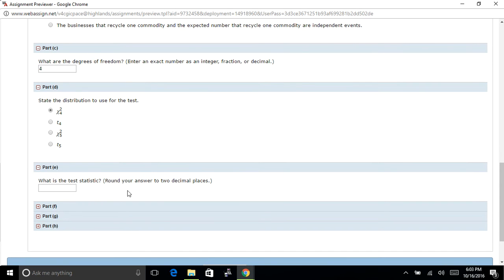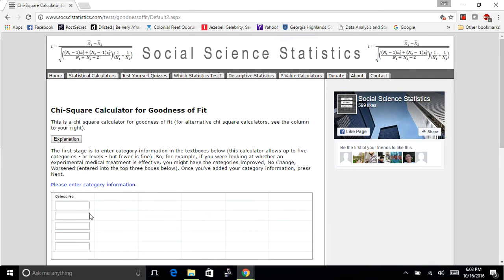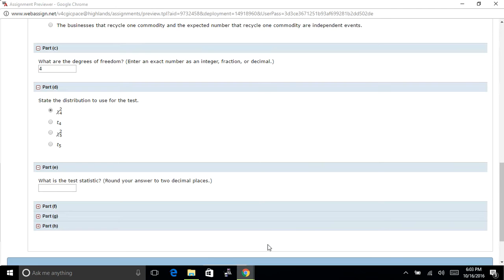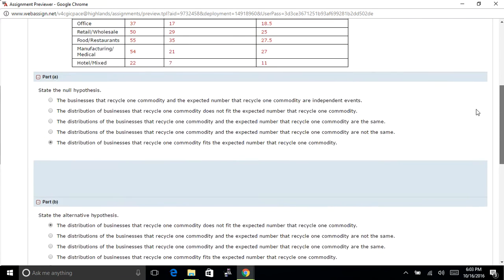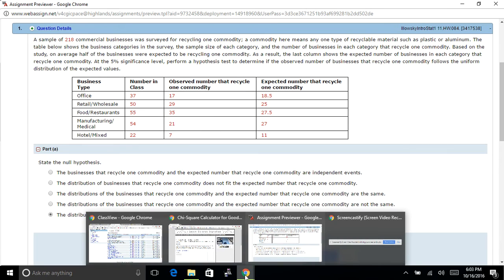All right, so here it says, what is the test statistic? So what I'm going to do is let me go to this website that I have. So I'm going to enter this data from the problem into this website. So what you're probably going to want to do is have 2 browsers open at the same time, because I've got to get this data in here to the other screen. So let me go ahead real quick, and I'm going to quickly go in there and I'm going to enter it.